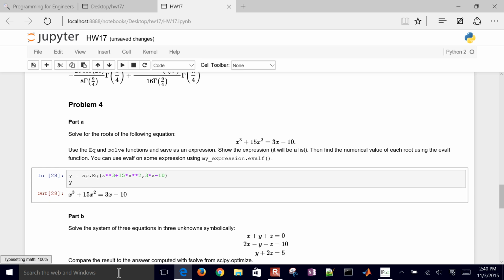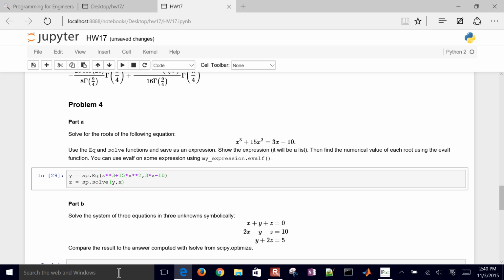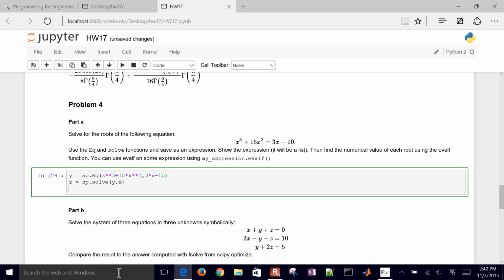I'll go ahead and print out y just so you can see that. So there's an equation that we just created. You have to have the left and the right sides to that. Now we want to solve it for x. So let's do z equals SymPy solve, and we'll solve this equation y for x. We'll get x on one side, and that's going to equal something on the right, and then we'll print out z.